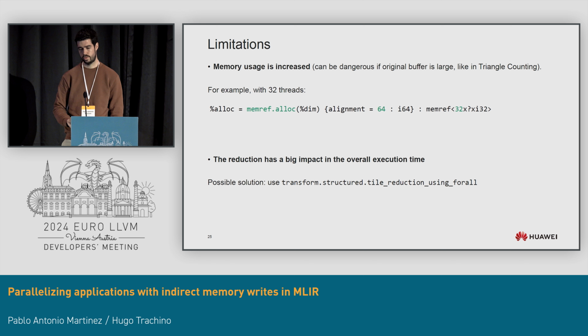Second of all, the memory usage is increased, as I showed you in the example in the evaluation. So, for example, with 32 threads, we would need 32 times more memory than the original buffer to compute the same application. And lastly, the reduction has a big impact on the execution time because it's not parallelized. It's a sequential part of the application.